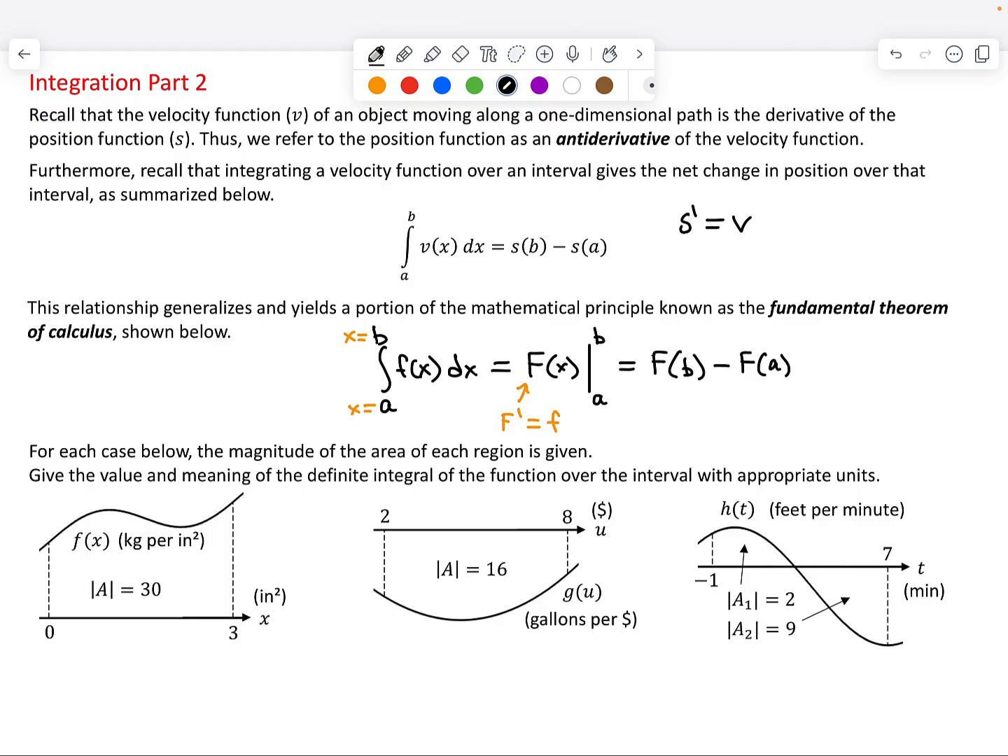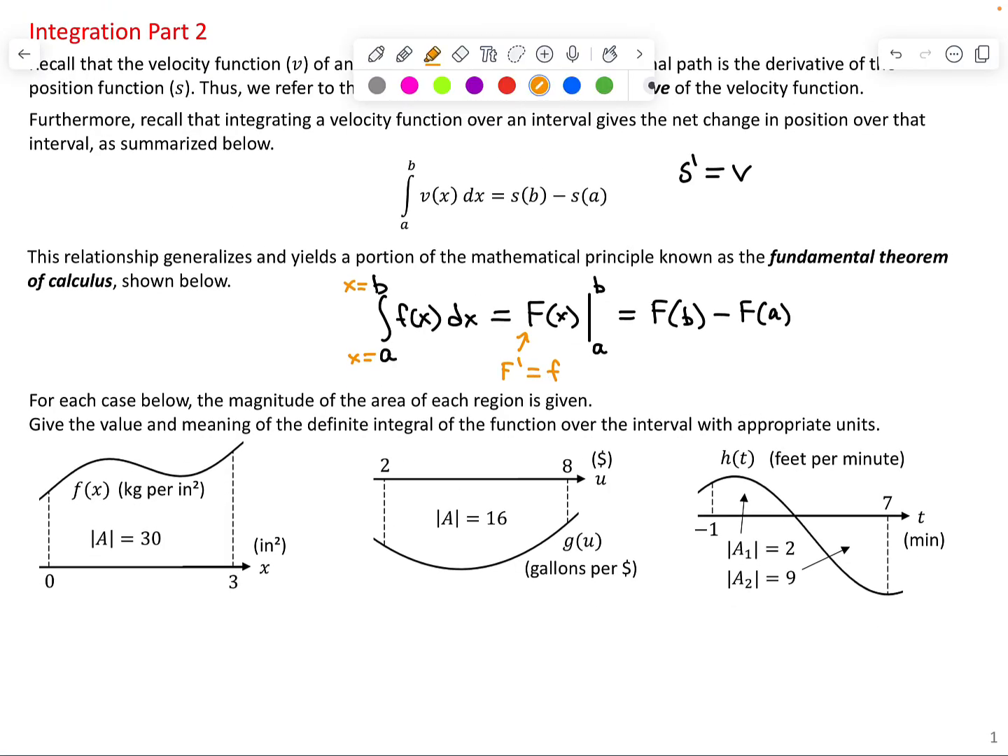Now, before we explore antiderivatives a little bit, let's review the meaning of a definite integral in a few cases. For each case below, the magnitude of the area of each region is given. So this region here, between the axis and the function and over the domain from 0 to 3, has an area whose magnitude, put absolute value bars on the area, is 30. Magnitude just ensures that we have a positive response here. Now the independent variable is x, which stands for square inches, and the dependent variable, or the outputs of the function, are measured in kilograms per square inch.